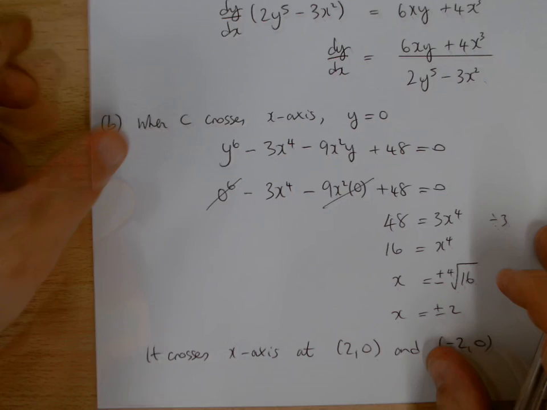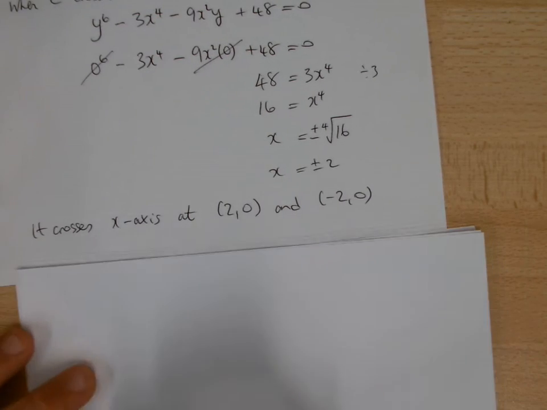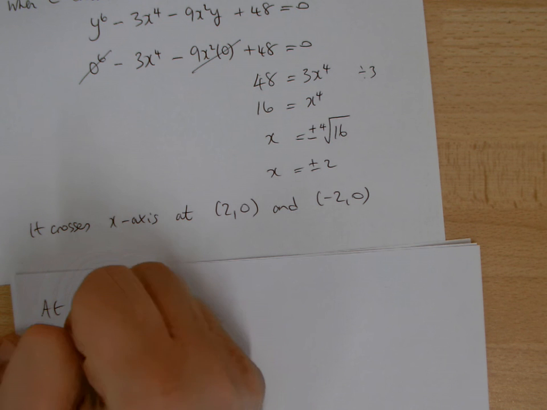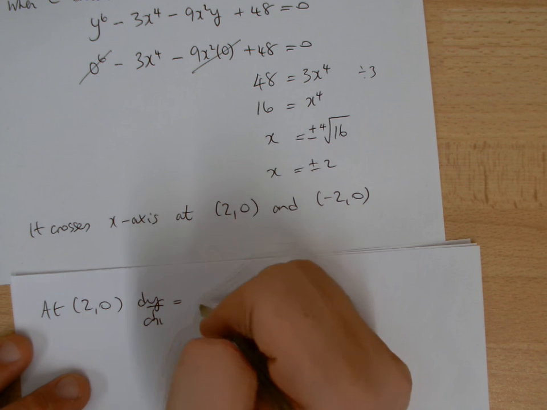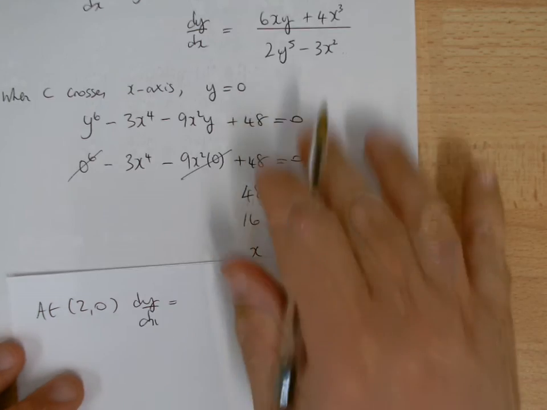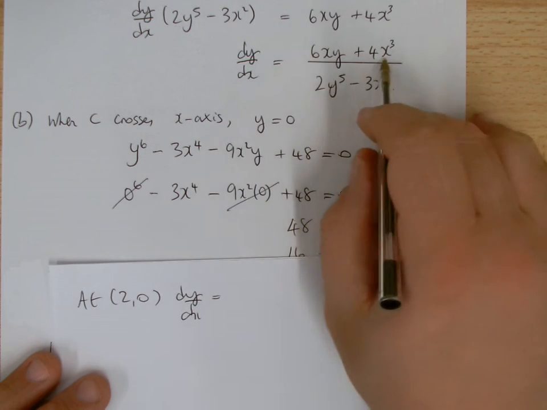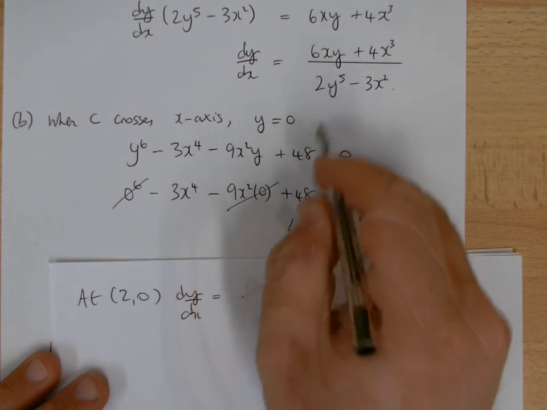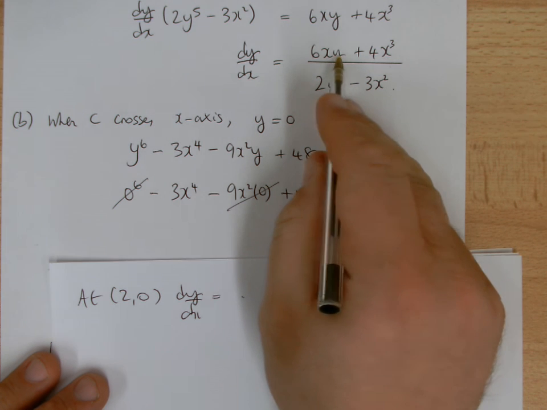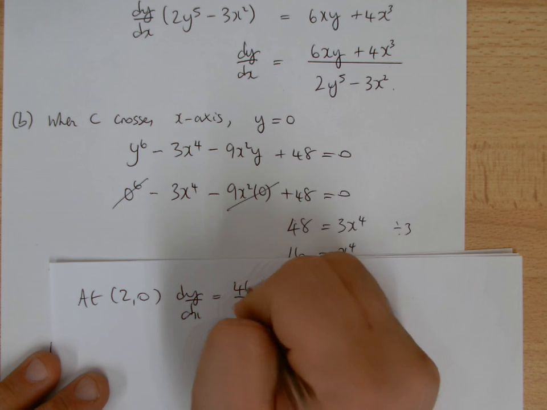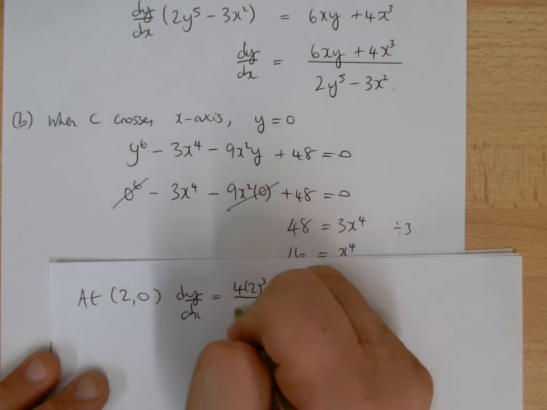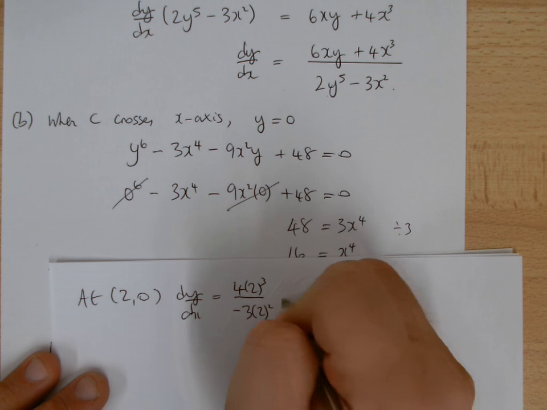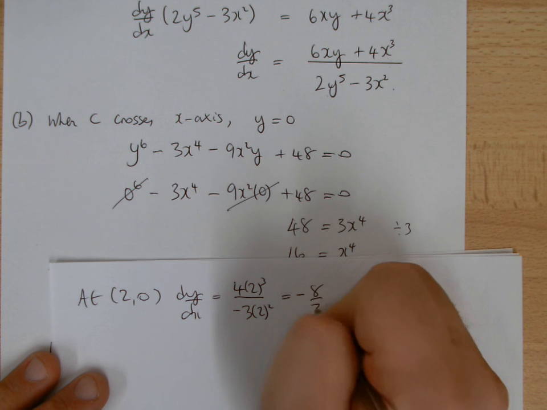So what we've got to do is work out the gradient at those particular points, so we've got to work out dy/dx. At (2, 0), if we sub it into this here, on the top you put 0 there, that will disappear, so you get 4 times 2 cubed. On the bottom, that will disappear, so you get minus 3 times 2 squared. If you work that out, that comes to minus 8 thirds.